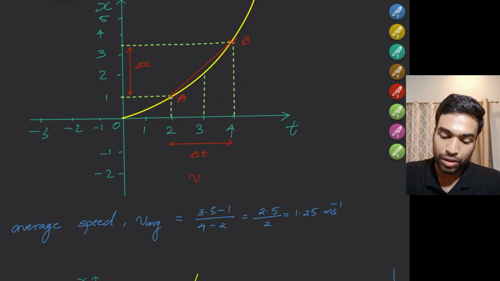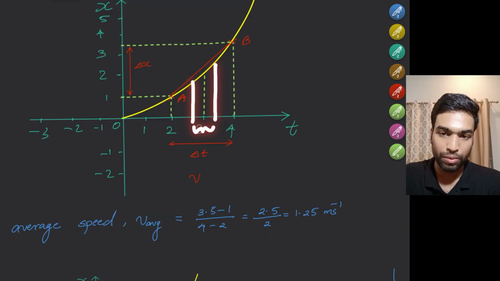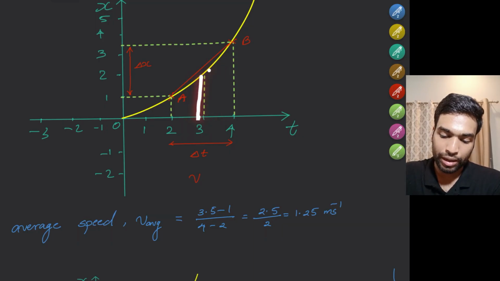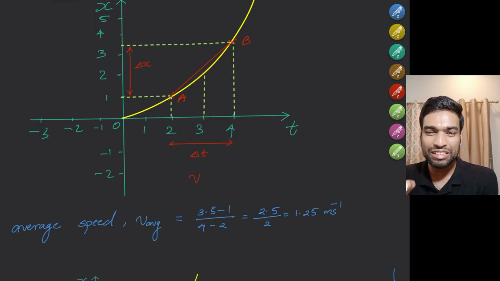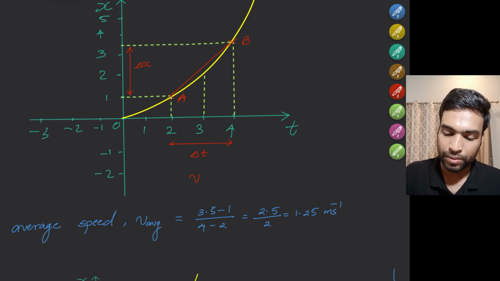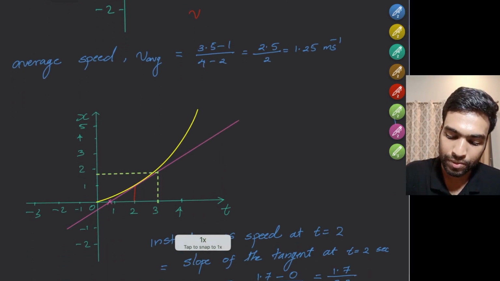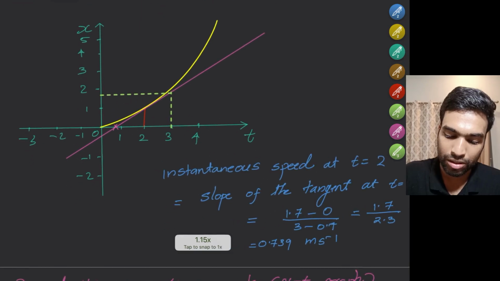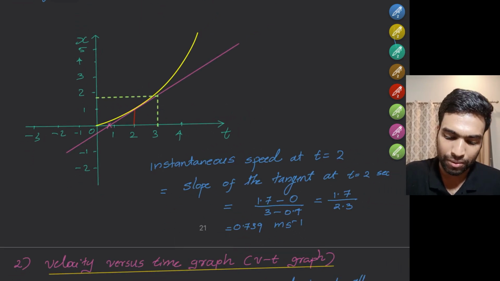Now what will happen if we reduce the interval to a much smaller interval, maybe like 2.75 to 3.25? Imagine again we are reducing the time duration, right? This reduction will give you an approximate instantaneous speed. Now practically, how can we do that? Let me explain with the same graph.